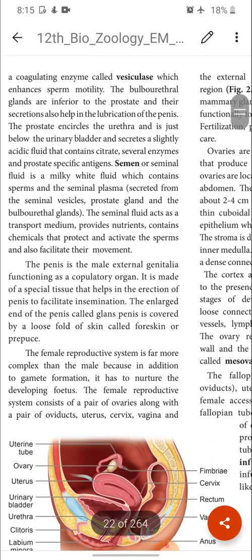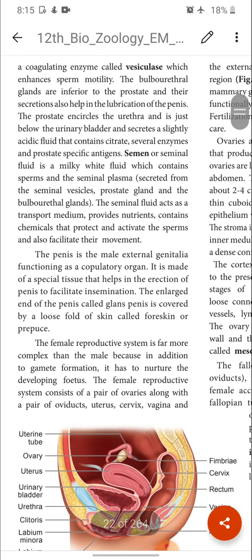Next, the penis is the male external genitalia functioning as a copulatory organ. It is made up of a special tissue that helps in the erection of penis to facilitate insemination. The enlarged end of the penis is called glans. Penis is covered by a loose fold of skin called foreskin or prepuce. So that's all, children, about the male reproductive system. Okay, so about the male reproductive system, very easy. When you understand and learn, it will be very easy. It will not be difficult. You can answer all the questions.